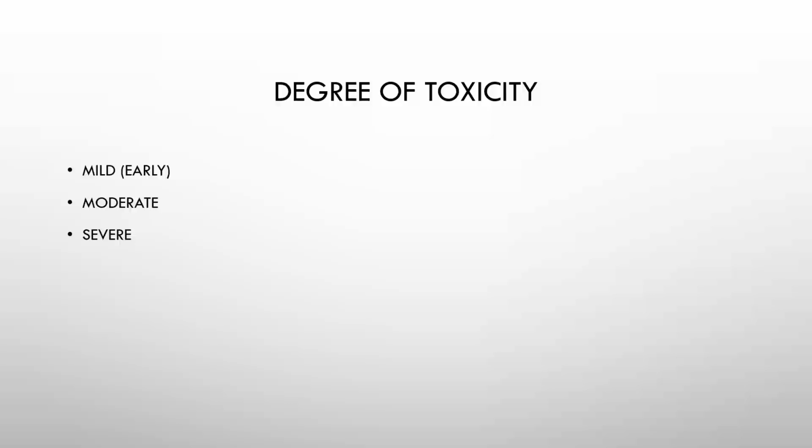Now, the degree of toxicity can be mild or early, which manifests with agitation, lightheadedness, altered mental status, some visual changes, slurred speech, hypertension, and tachycardia. Moderate toxicity can happen with CNS excitation, cardiac dysrhythmias, and seizures. And when it's severe, the patient will be hypotensive and bradycardic. You're going to see ventricular dysrhythmias and cardiovascular collapse.